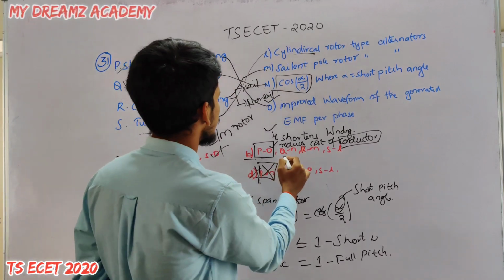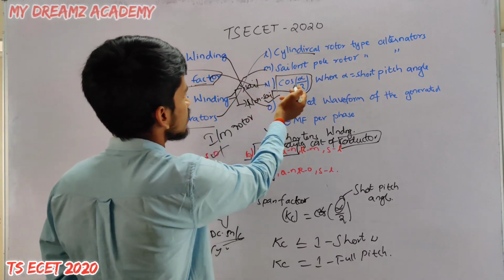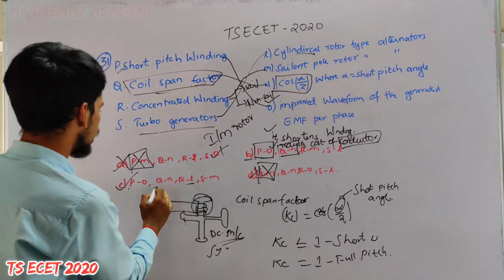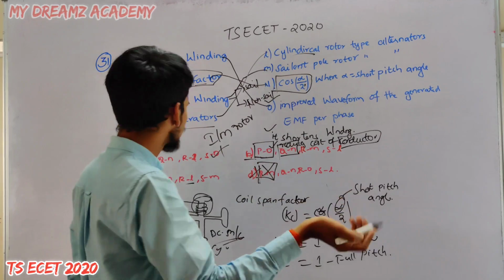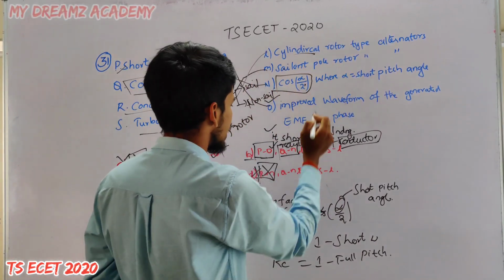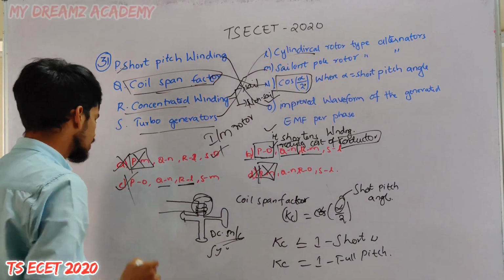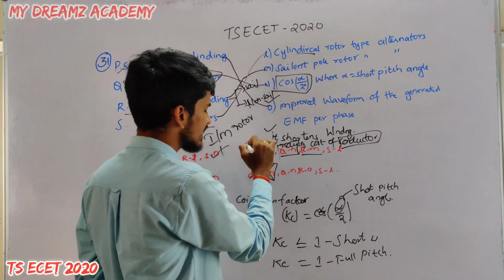Next one, Q. Q is N. Coil span factor is equal to cos alpha by 2. Here also Q is equal to N. So we will go for the next option. R, concentrated winding. This concentrated winding is silent pole. R is equal to M. Here R is equal to N. So this will not be our answer. B, this is our answer.